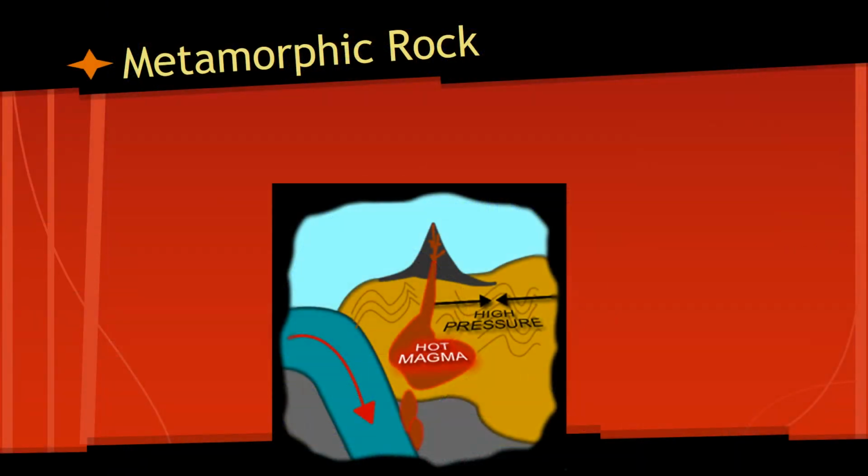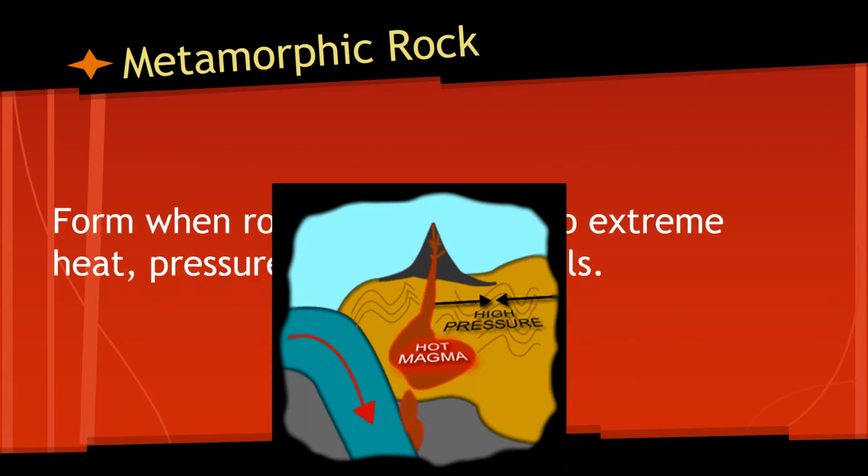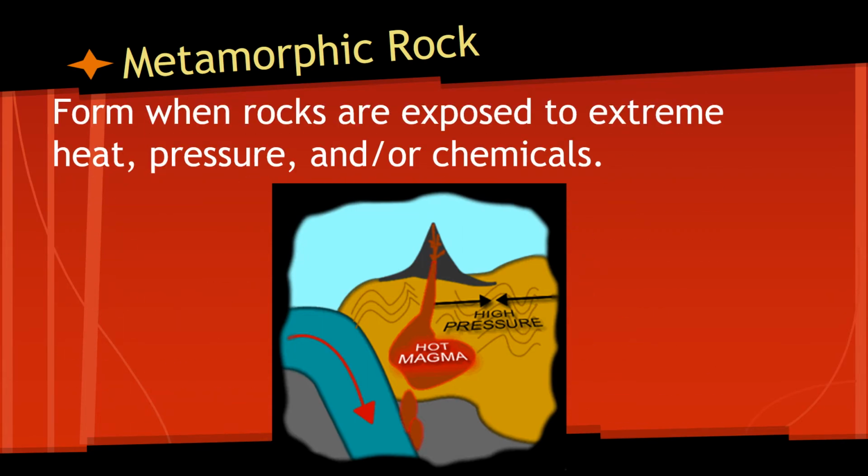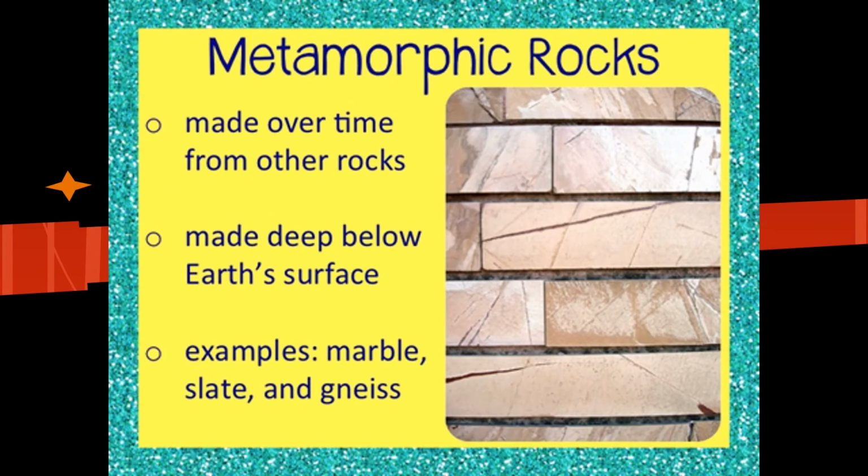Our third type of rock is called a metamorphic rock. Metamorphic rocks form when rocks are exposed to extreme heat, pressure, and chemicals. Metamorphic rocks are made over time from other rocks. They are made deep below Earth's surface. Examples of metamorphic rock are marble, slate, and gneiss.